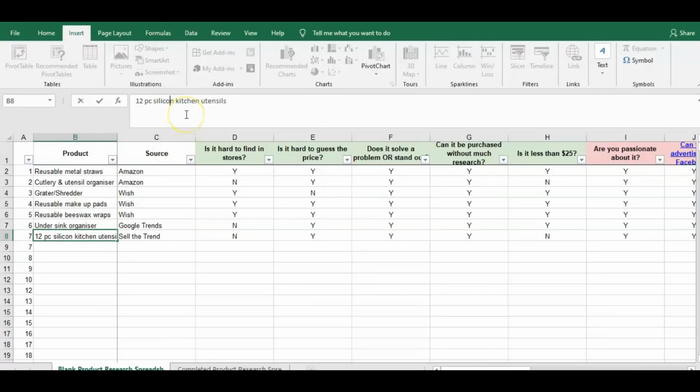Silicone kitchen. Oops, a daisy. This is the joy of trying to talk and type. Okay, so I'm quite happy with that for the time being.